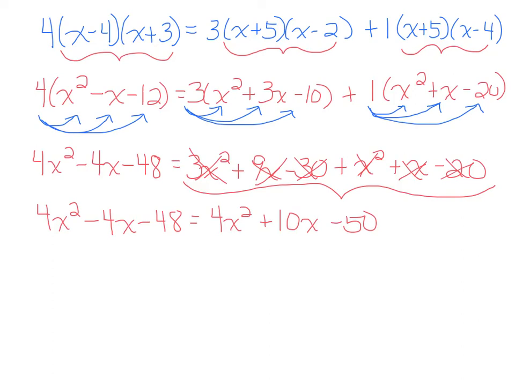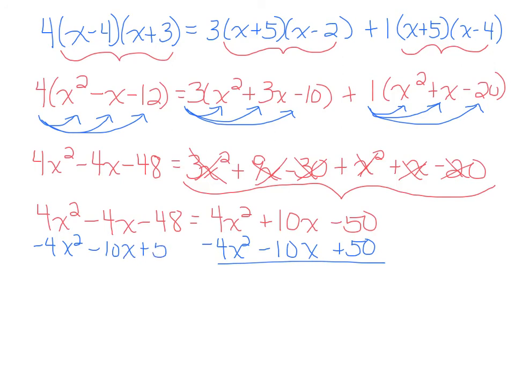Now let's move everything over to one side. I'm going to subtract the right side from the left side. And this would give me negative 14x plus 2 equals 0.